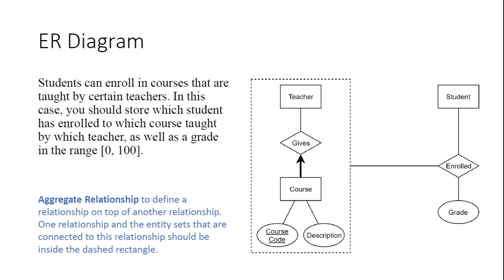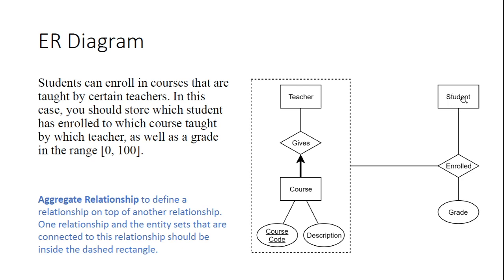So in this case, we already had this relationship existing between a teacher and the course. So the teachers are giving the courses. But on top of that, for the teachers that are teaching some courses, we would like to enroll our students. It can be designed in a different manner as well, but to give this aggregate relationship example, we are combining it as an aggregate relationship.